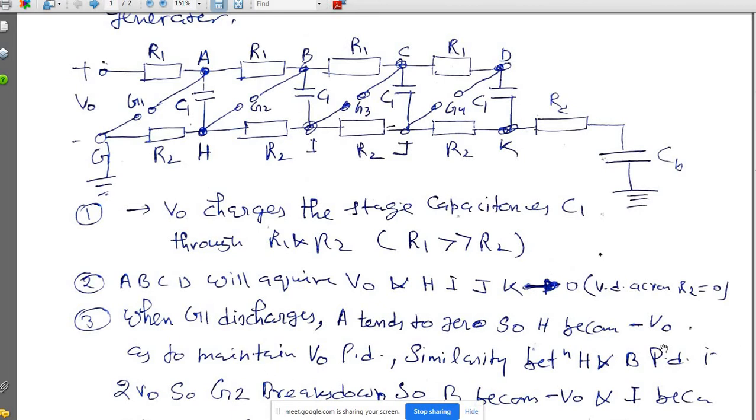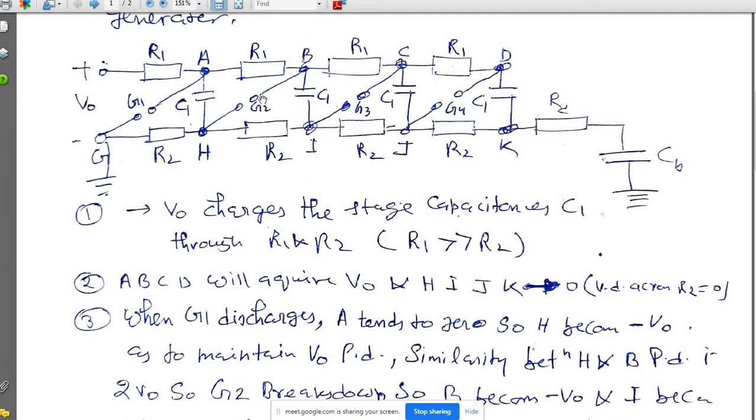Now what is the potential difference between H and B? At H the potential is minus V0, and at B the potential is V0. So the potential difference between H and B is 2V0. That's why these gaps will break down automatically just after this.